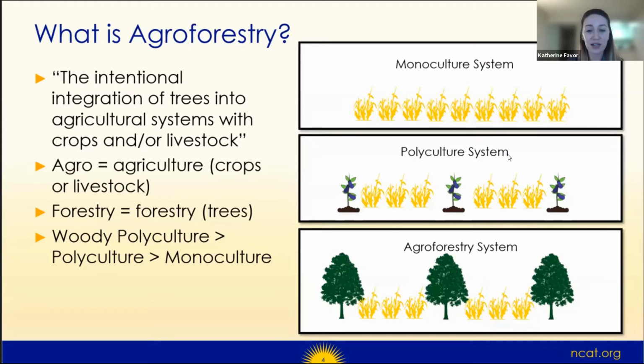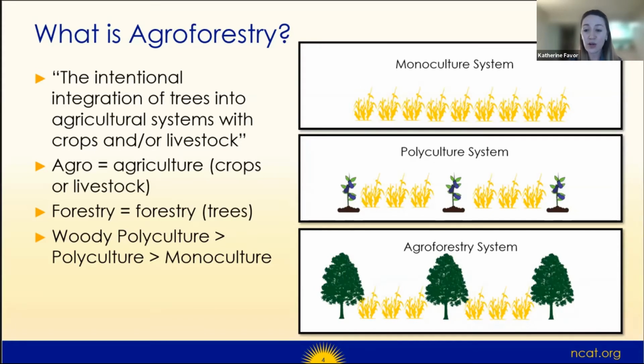These graphics, you can kind of see, I'm sure you're aware of what monoculture systems are, just one crop over and over and over. Obviously not the most sustainable way to grow food. And you have polycultures, which are better. That is multiple crops grown in the same system. These systems are much more resilient.